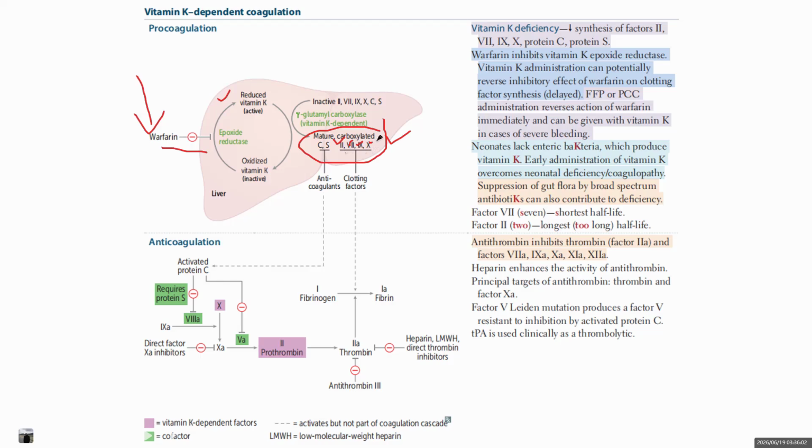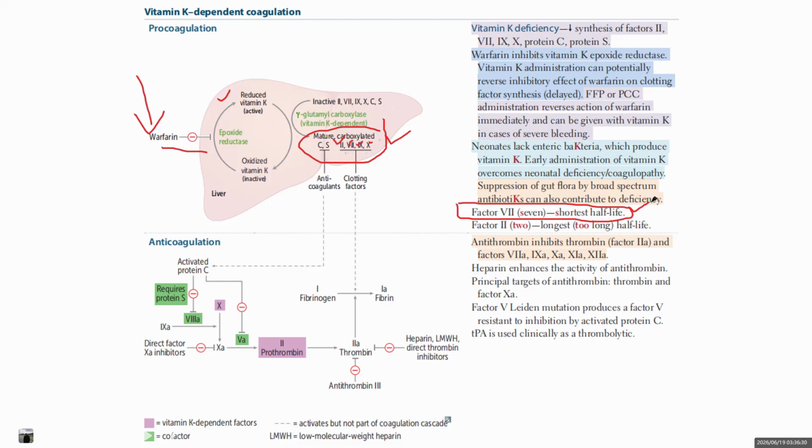So the clotting factors are already present in our blood, but they don't disappear instantly, right? They decline over time based on their half-life. Now, my question to you guys is, which one is going to drop first amongst all of these? Factor 7 is going to drop initially, or at first. Why is that? Because it has the shortest half-life, right?